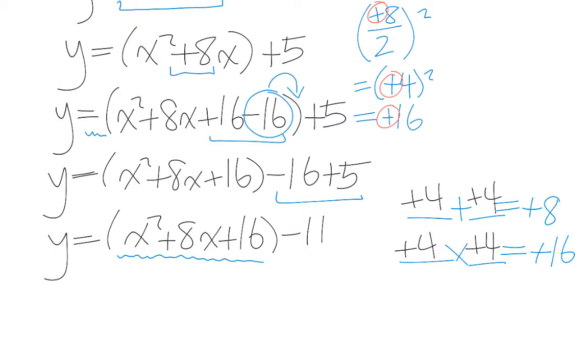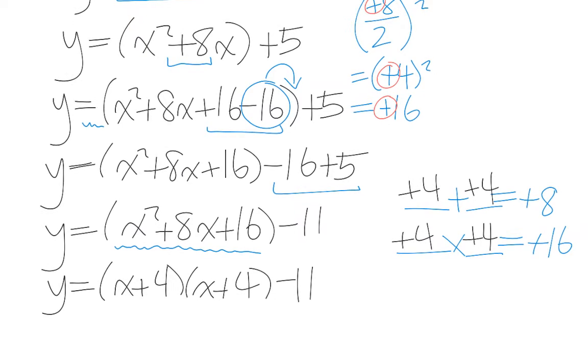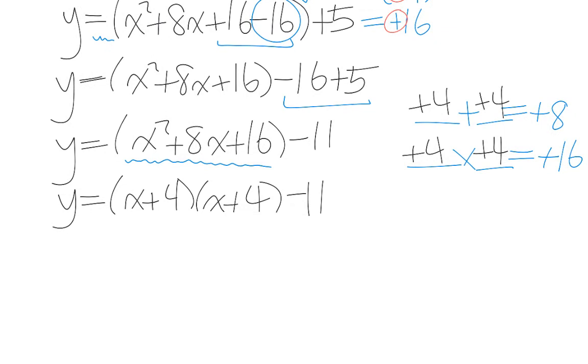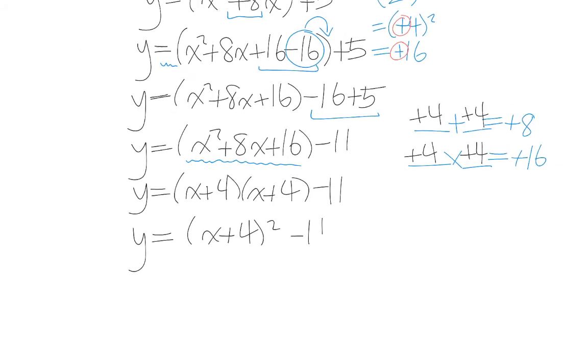So I'm going to factor this perfect square trinomial, and it's going to factor into x plus 4 multiplied by x plus 4. The negative 11 stays exactly the same. And when you have something multiplied by itself, you can simplify that by using exponents. So this would be x plus 4 squared minus 11. And therefore, you now have the quadratic relation in vertex form.